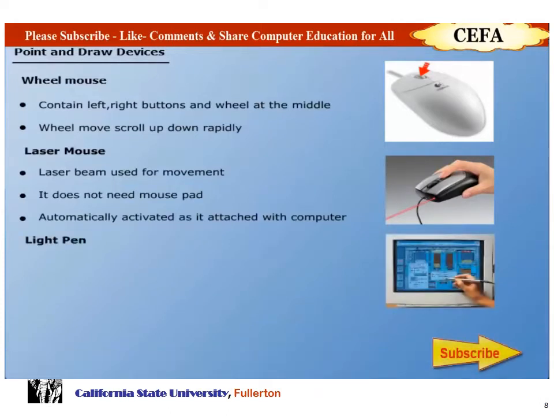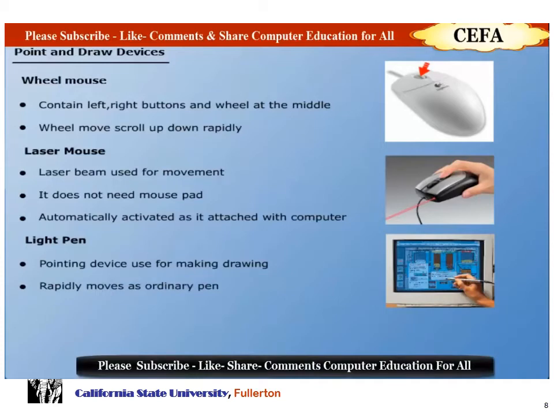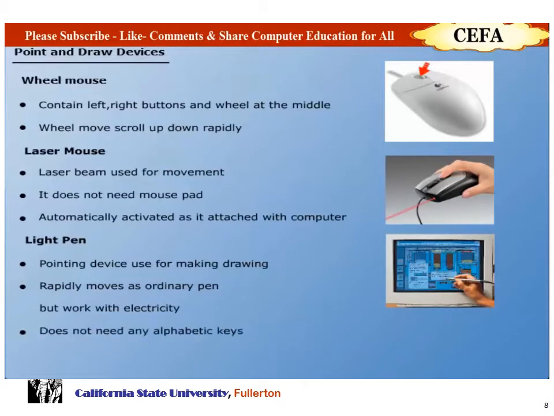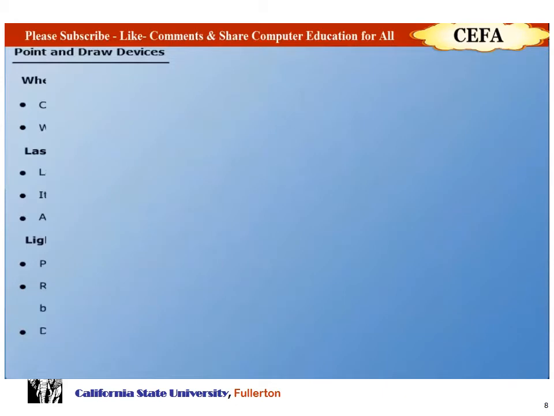Light pen. Light pen is a pointing device which is used for making drawings. Light pen rapidly moves on the screen just like an ordinary pen, but it works with electricity. Light pen does not need any alphabetic keys.